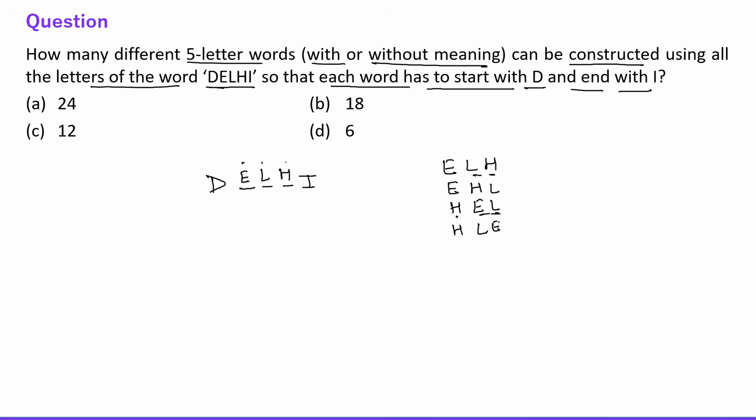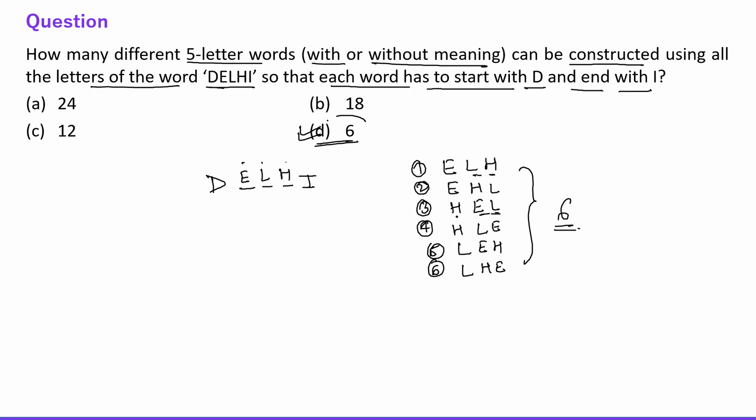EL. Go alphabetically. So fix H and swap them, LE. Right? After that start with L, then EH, and then LHE. Only these 6 possibilities are there where these 3 characters can change their positions. So these 6 cases are possible. Fine. So in total we have 6 cases. So the correct answer is 6, option D.